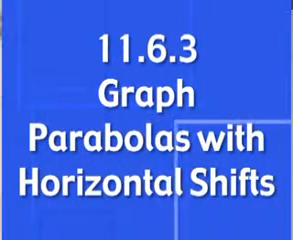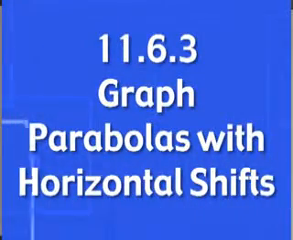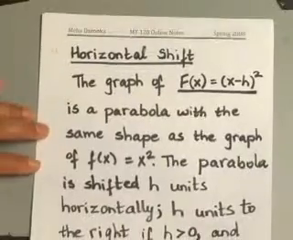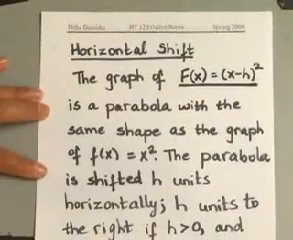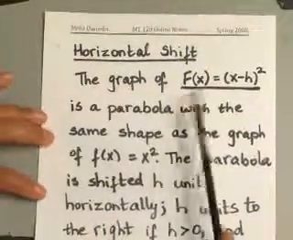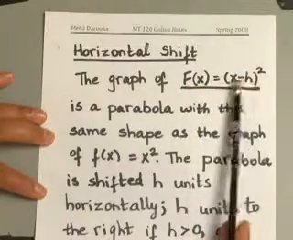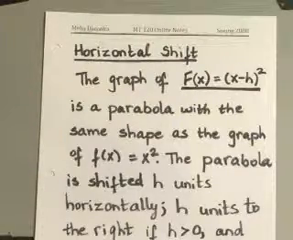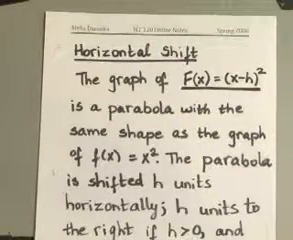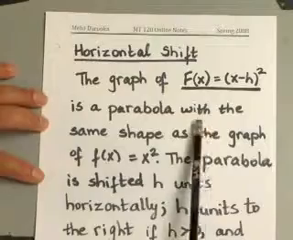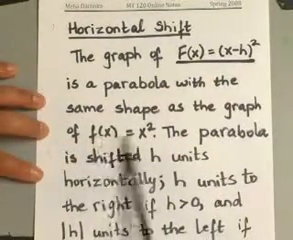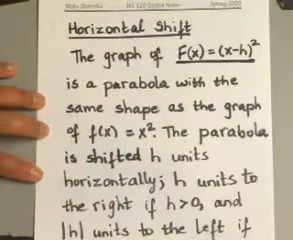Now the next thing I want to talk about is the horizontal shift and what exactly happens when you're talking about horizontal shift. In this case, your graph for a horizontal shift will be of the form f of x equals x minus h, and then the whole quantity squared. And again, since this is a quadratic equation, we know your graph is going to be a parabola that has the same shape as the graph of the x squared function.